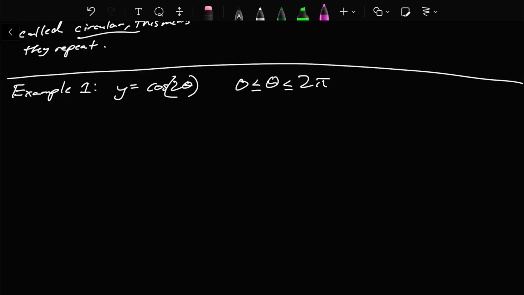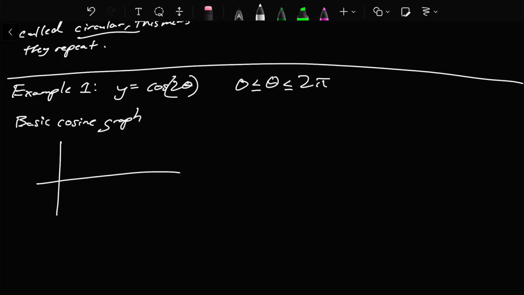Example 1. y equals cos of 2 theta, and we're going to graph this from theta ranging between 0 and 2 pi. So first things first, we just have to remember what the basic cos graph looks like. The basic cosine graph is something like this, where it does this, and it keeps coming up. This is 1, and these are pi on 2, and then this symmetry line is pi, and this is 3 pi on 2, and so on.